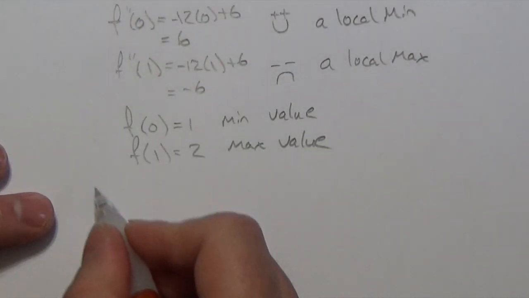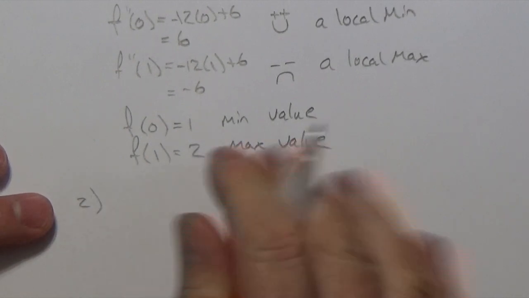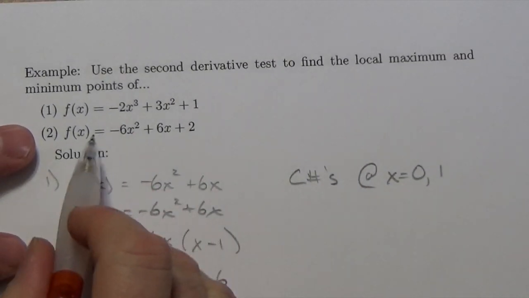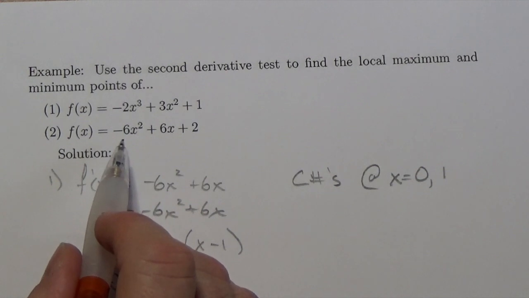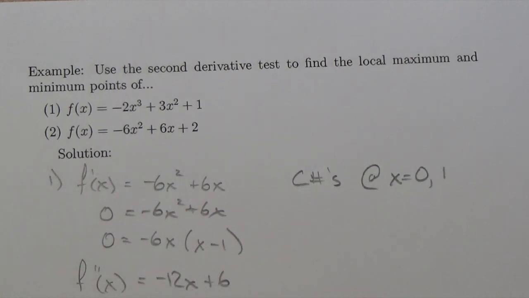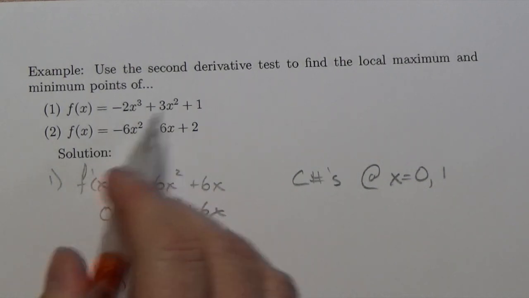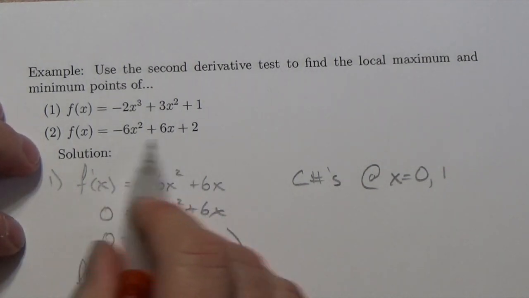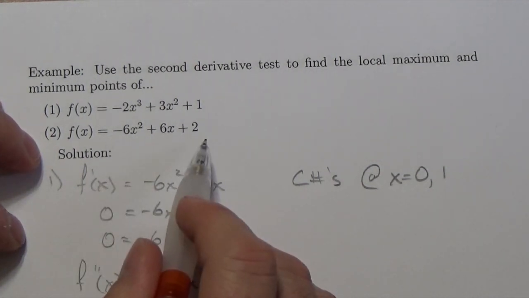Now let's take a look at the second one. Got to go back just so you remember what that is. It was negative 6x squared plus 6x plus 2. In this case, you already should have a sense of what this is looking like. This shouldn't strike you as too weird. That's actually one of the reasons why this is here. We already know that this is a parabola. We know that this opens down.